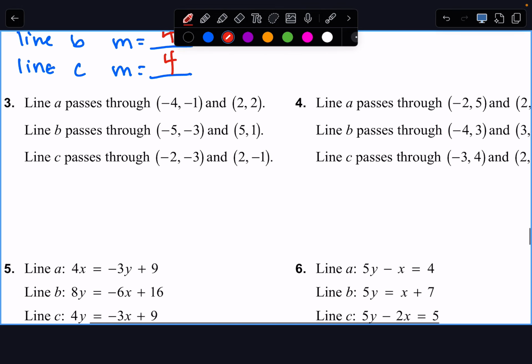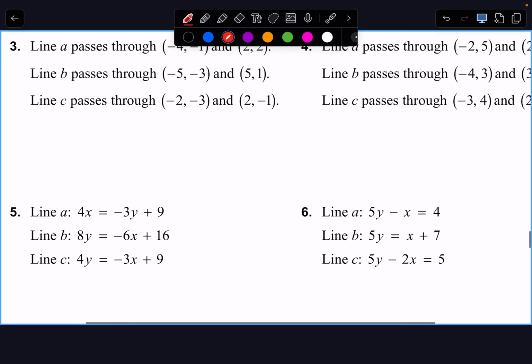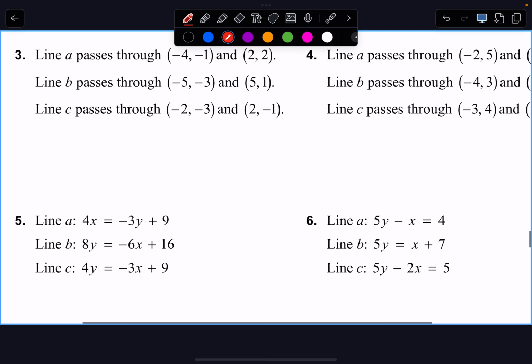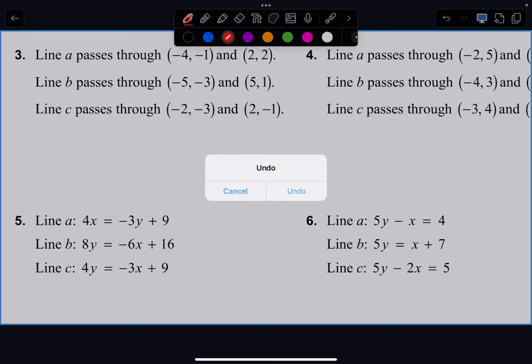All right, so now in example 3, because we're going to skip number 2, we have the same thing happening except we don't have the graph. So what are we going to have to do 3 times? Find the slope. And I don't need the equation of the line, I just need the slope, okay?